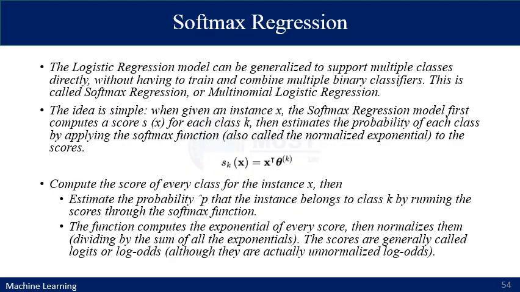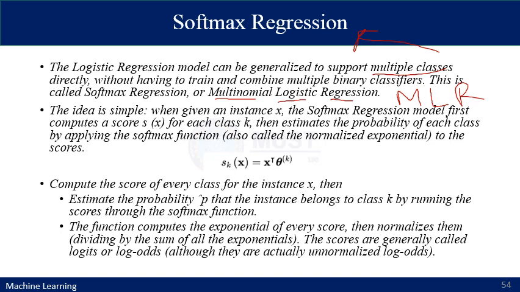Softmax regression is another classification model. The logistic regression model can be generalized to support multiple classes, which is the softmax regression, without having to train and combine multiple binary classifiers. This is often referred to as multinomial logistic regression, or MLR in short. That means you do not have to provide a separate classifier to distinguish between different classes or labels. The idea is simple.